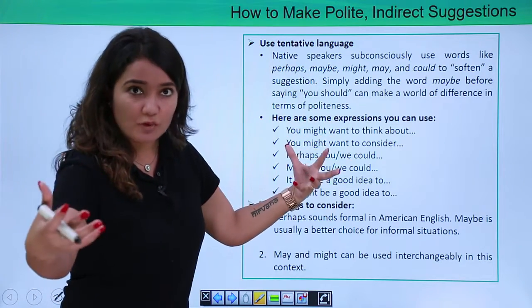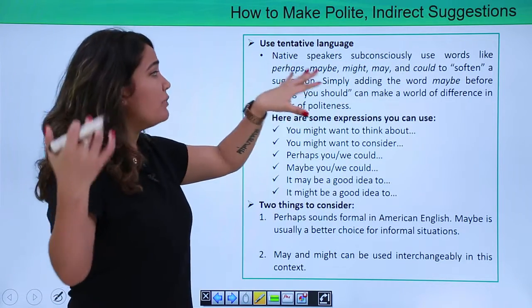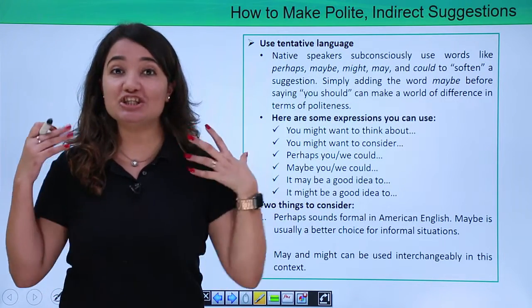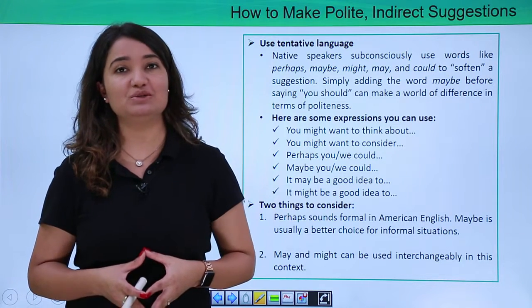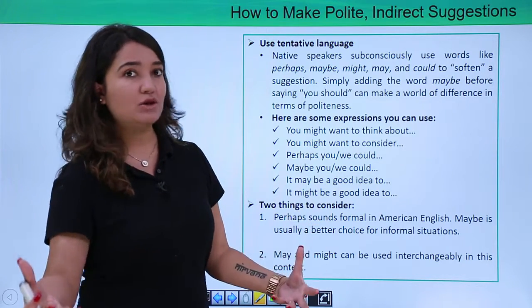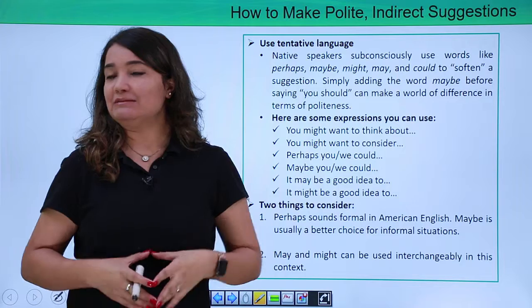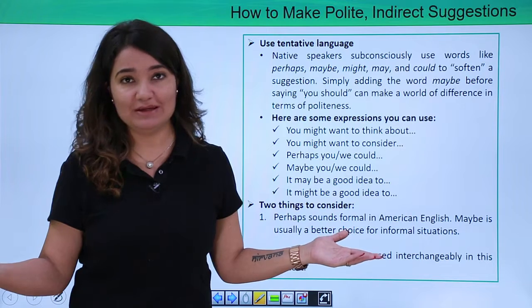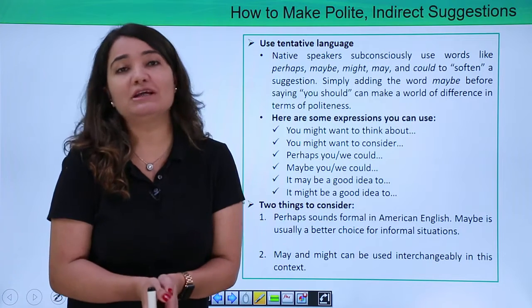Tentative language actually involves usage of words like perhaps, maybe, might, may, could, right? When you use these words, they soften your suggestion, and it becomes way more acceptable for the person who is listening to it. So instead of directly barking out an order, you should do this. Otherwise it sounds way too direct, and it sounds more like an order, and people don't love to take orders, neither do you.